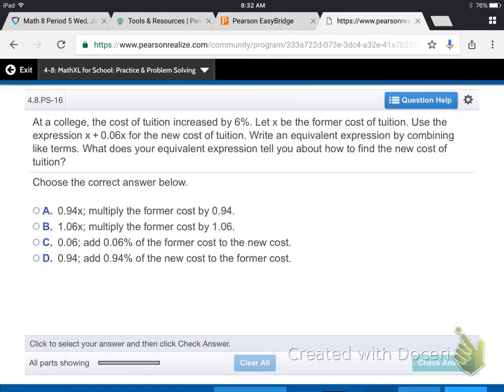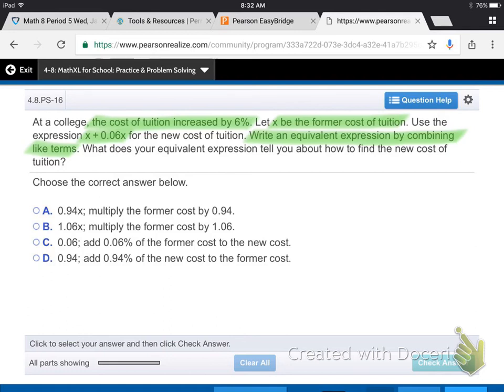You'll be happy to know, boys and girls, this is the last problem. It says, at a college, the cost of tuition, that's how much you have to pay to go, increased by 6%. Let X be, now look at this, the former cost of tuition, so the original, just like it always is. Use the expression X, which is the original, plus 0.06X, that's the increase, for the new cost of tuition. Write an equivalent expression by combining like terms, just like we've been doing in all the other problems. Now, let's do that first.